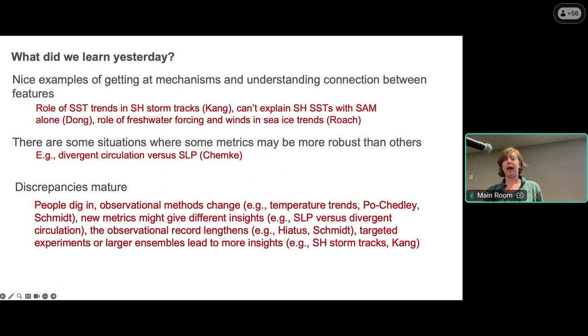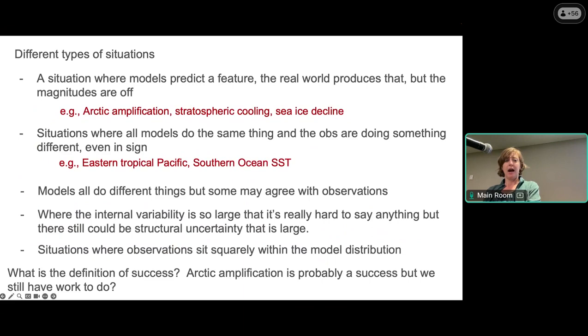And then there were also examples of doing targeted experiments to really try and understand where these discrepancies are coming from. And I think what was clear from the breakouts is that maybe dividing into these categories of good, bad, and not looked at enough, that's maybe not sufficient because we have different types of situations.